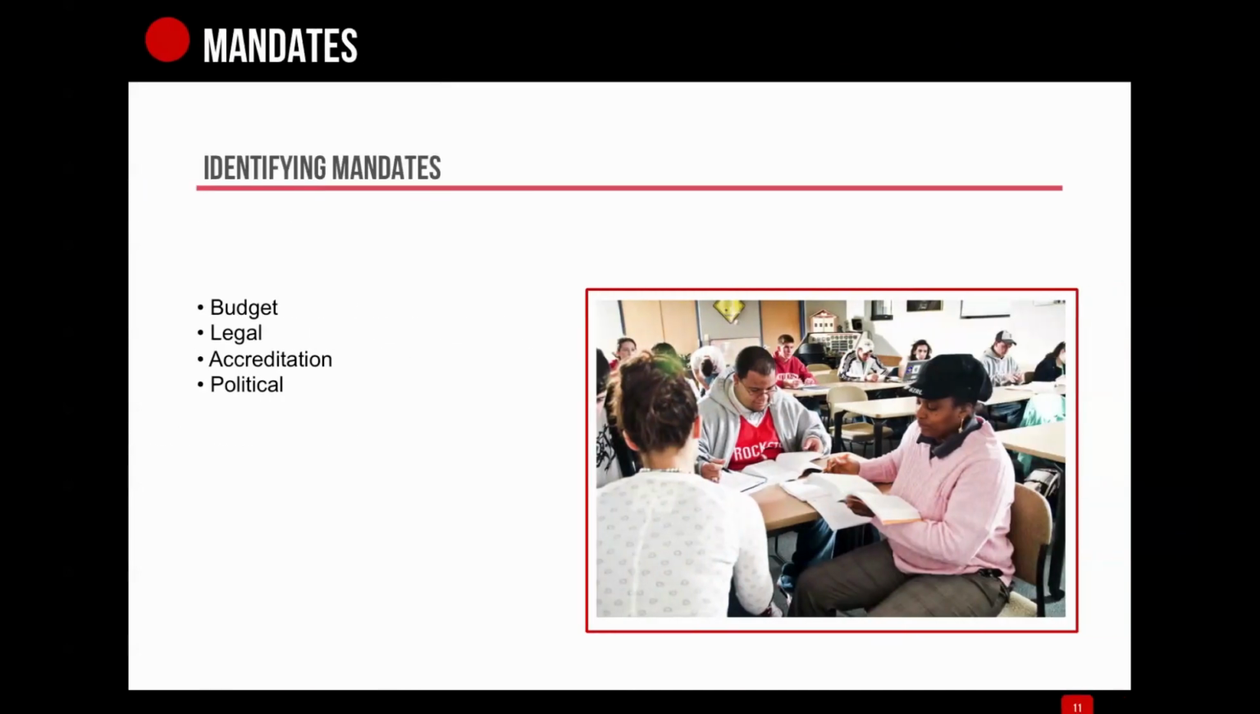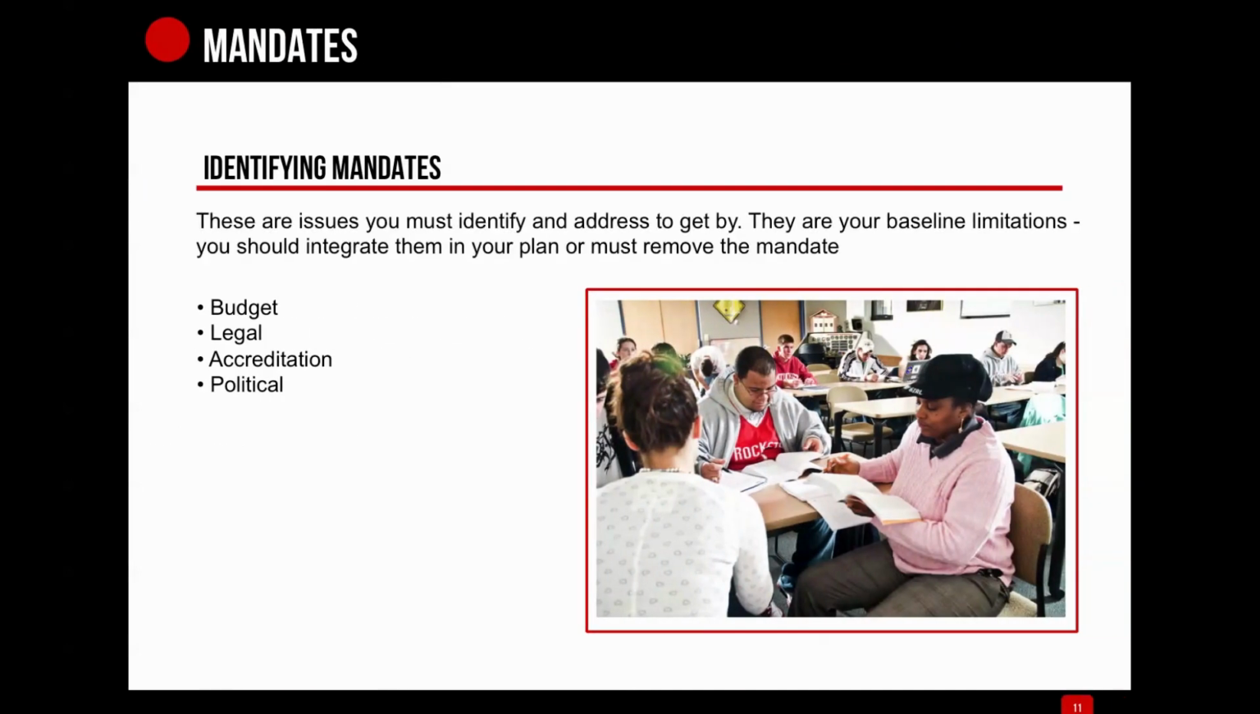We also want to pay attention to mandates as we move forward with strategic planning. The mandates that we're especially paying attention to are budget, legal, accreditation, and political. Each of these will be discussed further in other slides, but what we really mean by mandates are the baseline limitations or barriers that your unit is facing that you need to address before moving forward. And the first step, of course, is to identify what those mandates might be. Sometimes that baseline can be used as an opportunity, and sometimes it is a limitation that you have to make sure you have planned enough resources to cover.